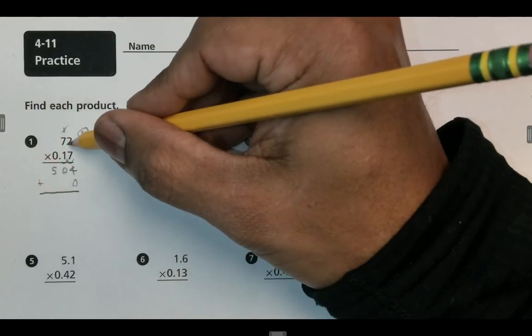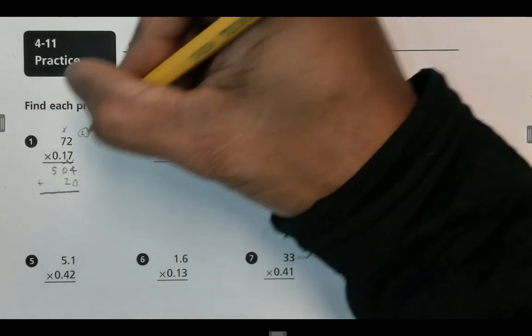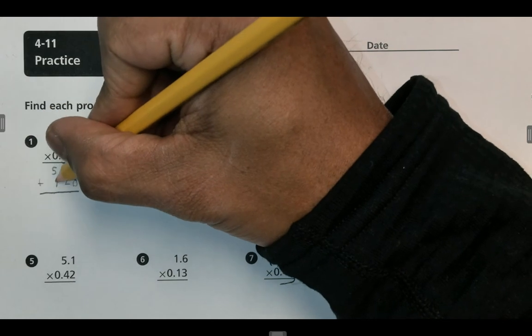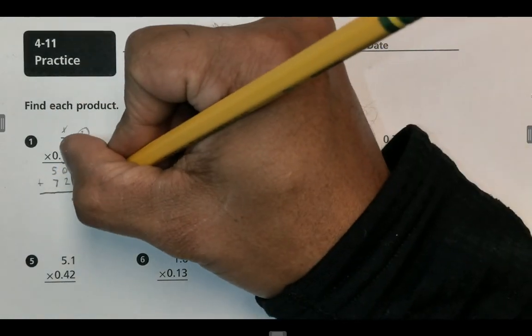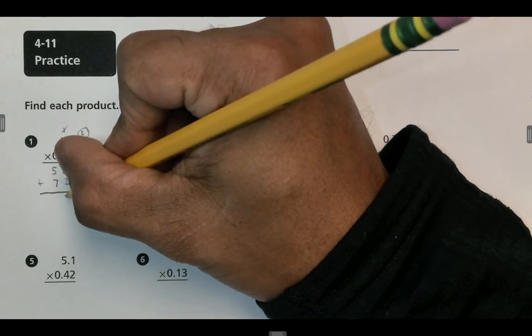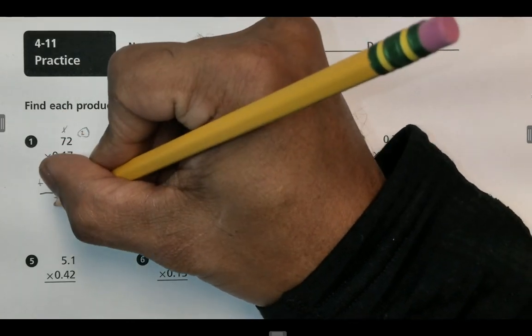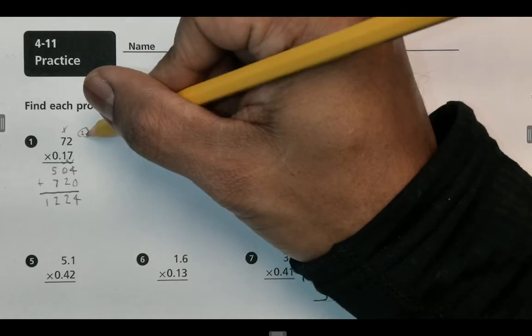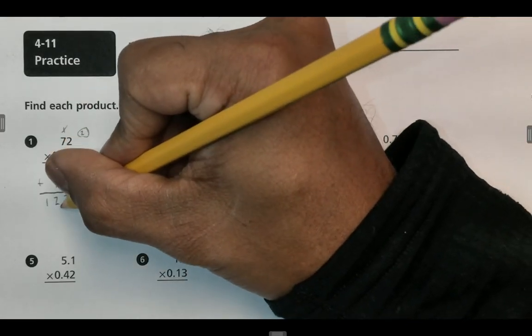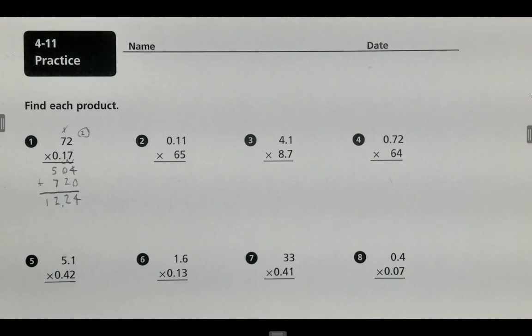Second row, 1 times 2 is 2. 1 times 7 is 7. Add up our columns. 4 and 0 is 4. 0 and 2 is 2. 5 and 7 is 12. And then come in 2 places from the end. Pew, pew. Get our final answer of 12 and 24 hundredths.